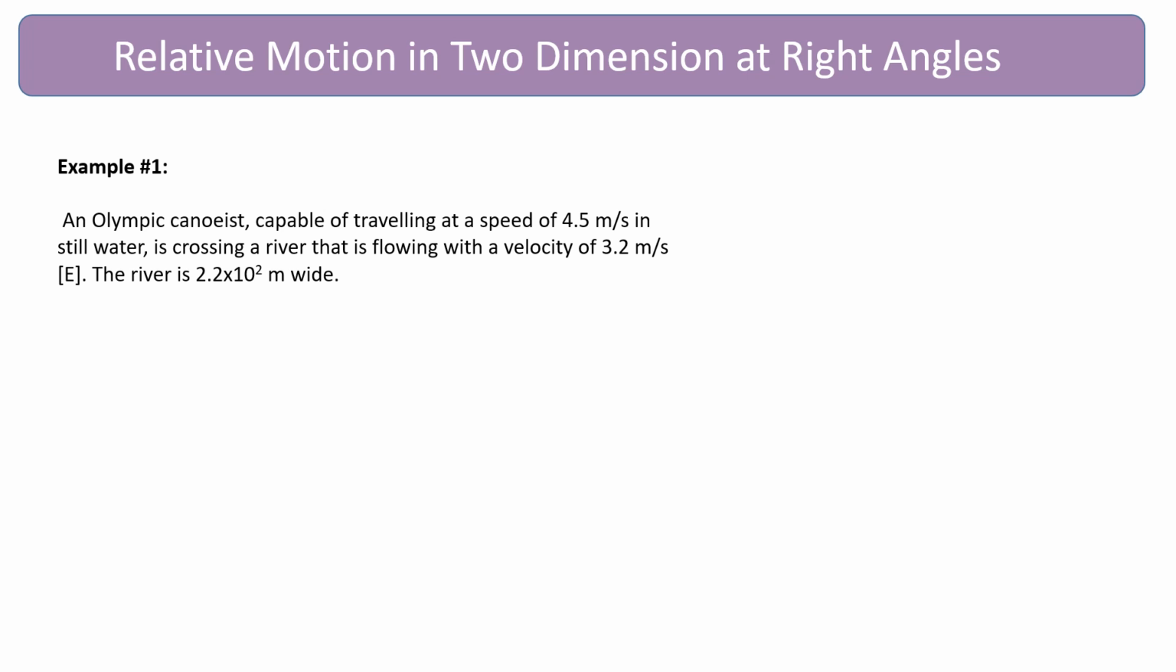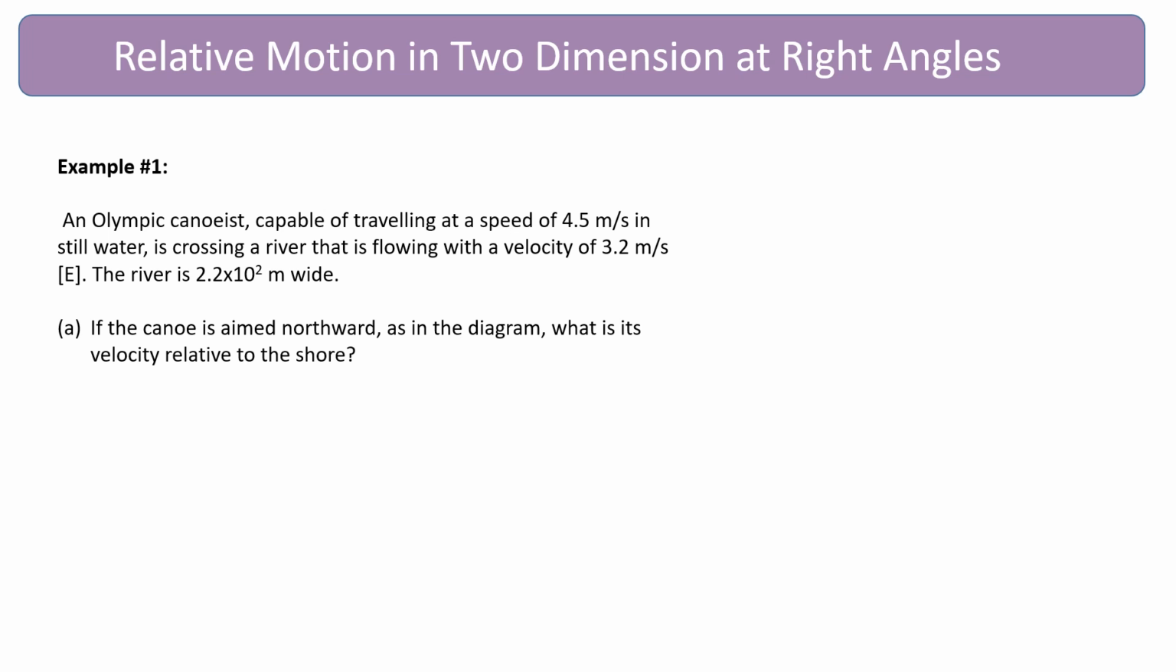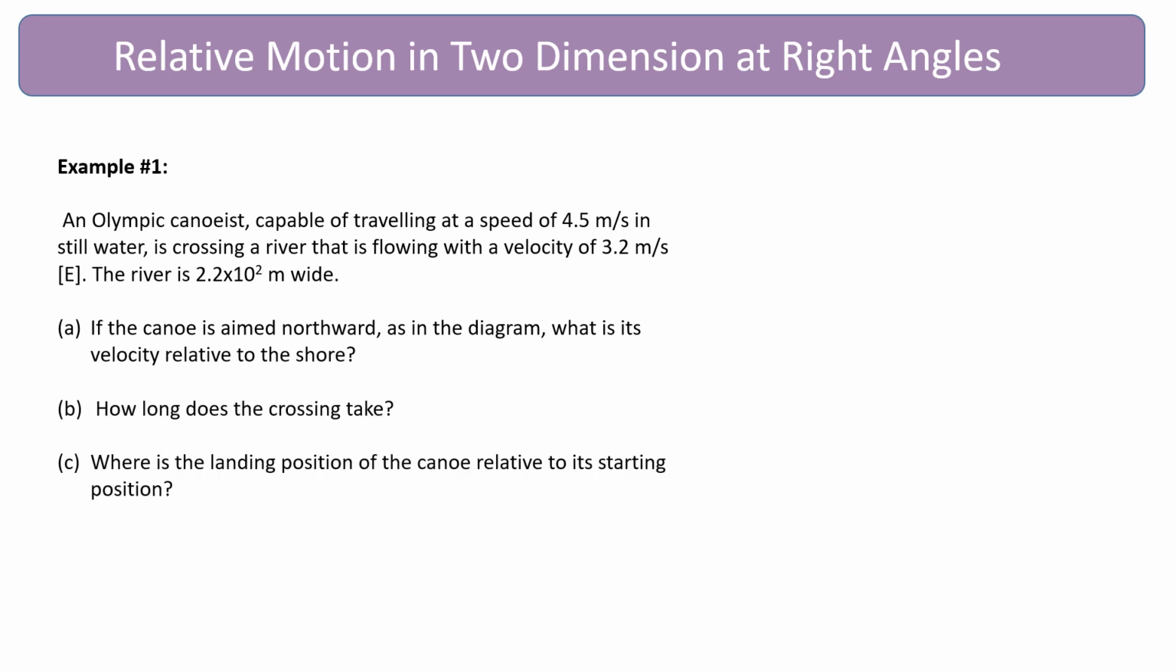crossing a river that is flowing with a velocity of 3.2 meters per second east. The river is 2.2 times 10 to the exponent 2 meters wide. Question A. If the canoe is aimed northward, as in the diagram, which we'll see shortly, what is its velocity relative to the shore? How long does the crossing take?